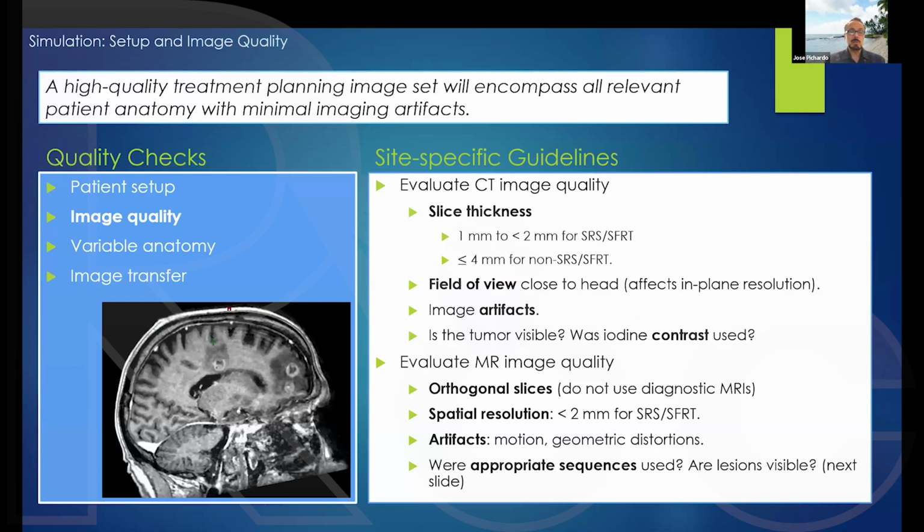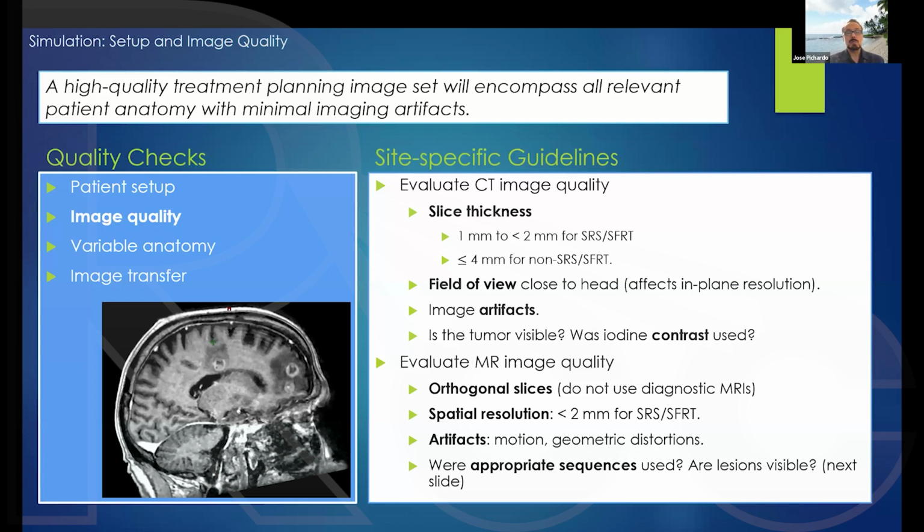In the case of CT, you want to make sure that the slice thickness is appropriate, right? If you're treating SRS and SFRT, SFRT stands for stereotactic fractionated radiation therapy, right? So SRS is for one fraction, and SFRT is for more than one fraction. Could be 3, could be 5, typically. For those cases, you want the slice thickness to be ideally 1 millimeter, but at least less than 2 millimeters. For cases that are not SRS and not SFRT, less than 4 millimeters is appropriate. And most places do 3 millimeters.